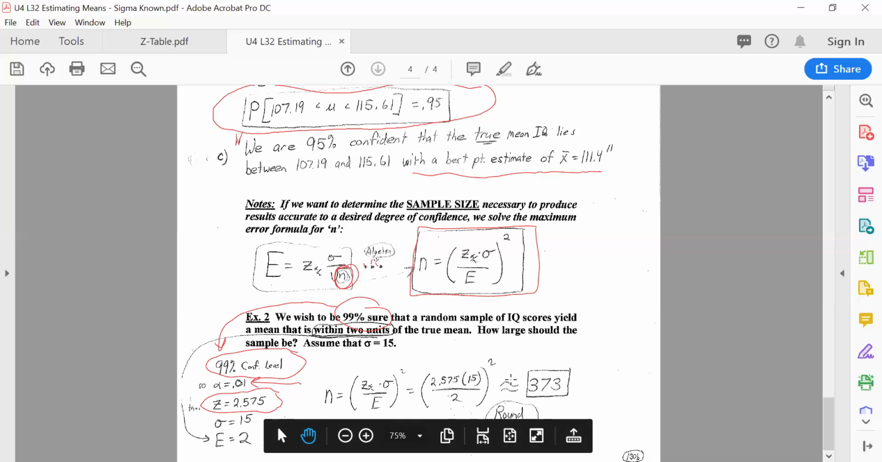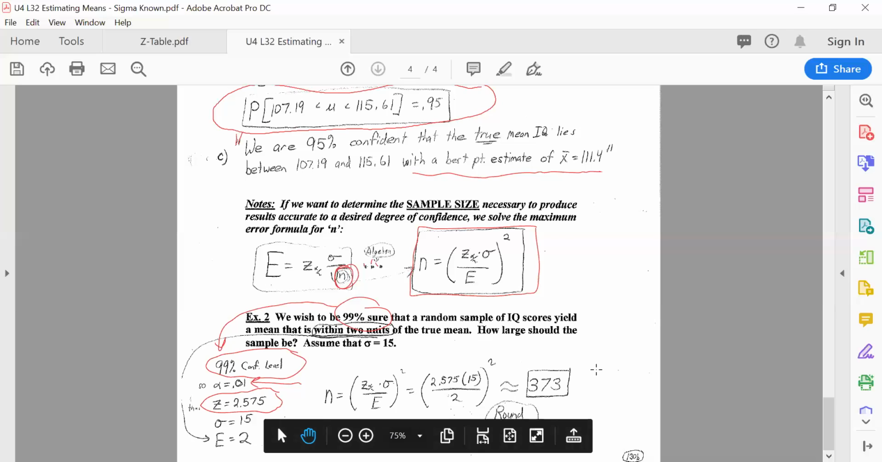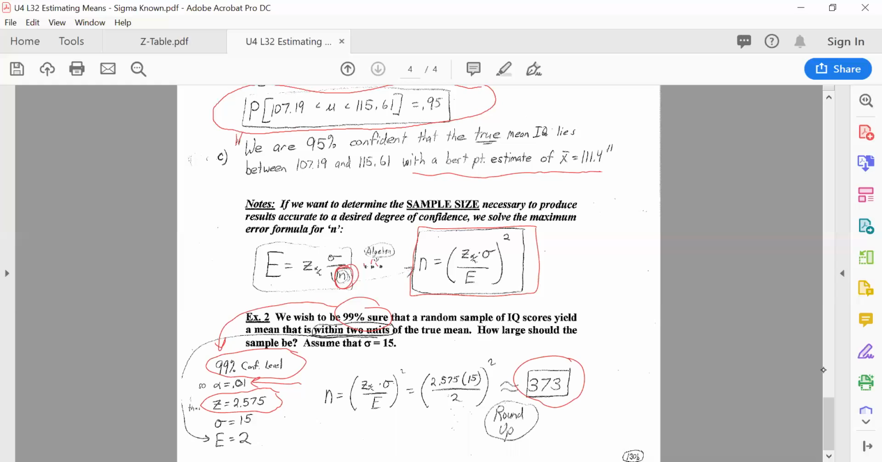When you get an answer, notice I wrote my wavy equals. Make sure you round your answer up to the next whole number. Why do we always round up? Because if you round down, you are not going to be at least that confident. You will be less than that confident.